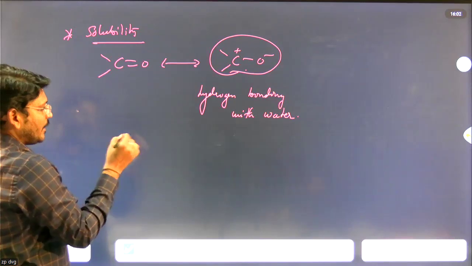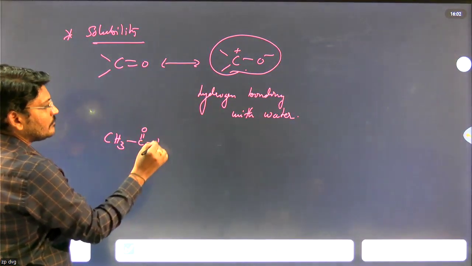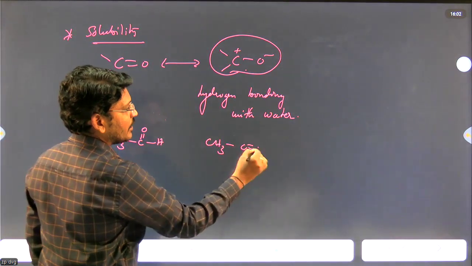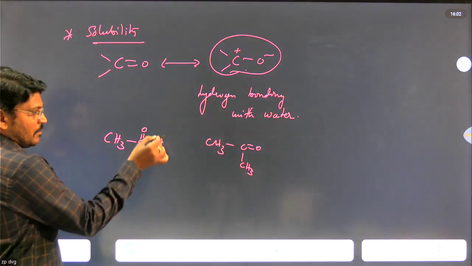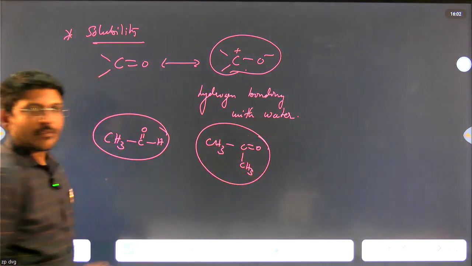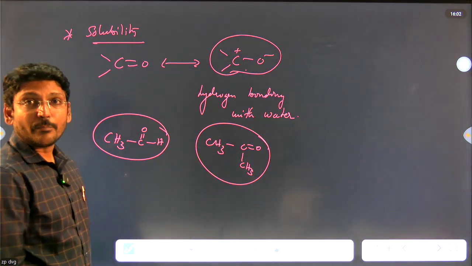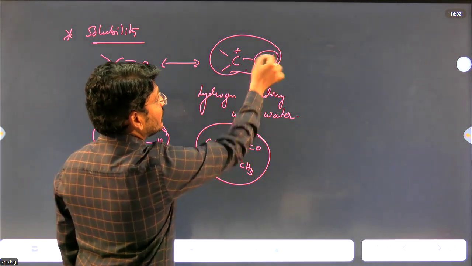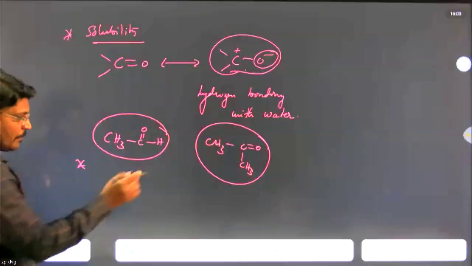This polarity is maximum in C double bond OH rather than CH3, C double bond O, CH3. So polarity will be maximum here, and less here. So that's why, when it comes to aldehydes and ketones, the ketones will be least soluble in water compared to aldehydes, because aldehydes can easily form hydrogen bonding with water due to the presence of O minus.